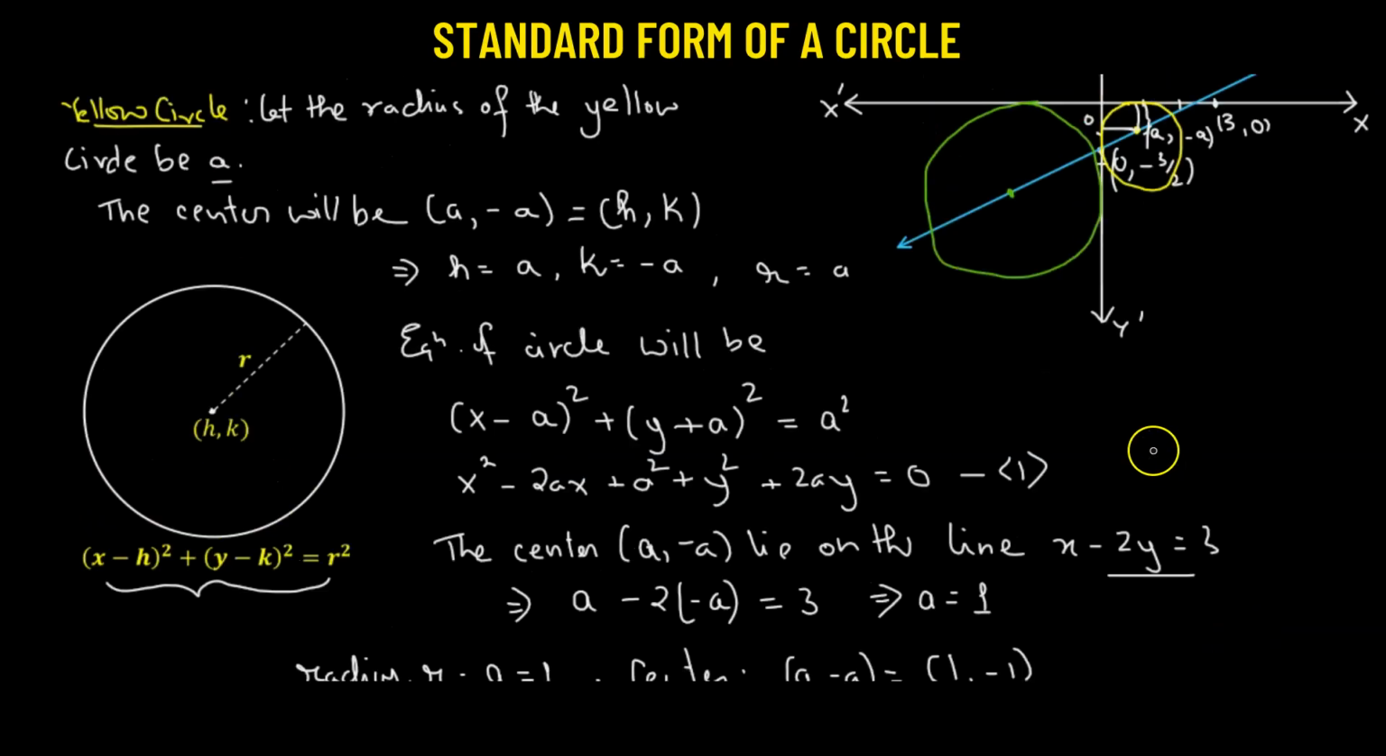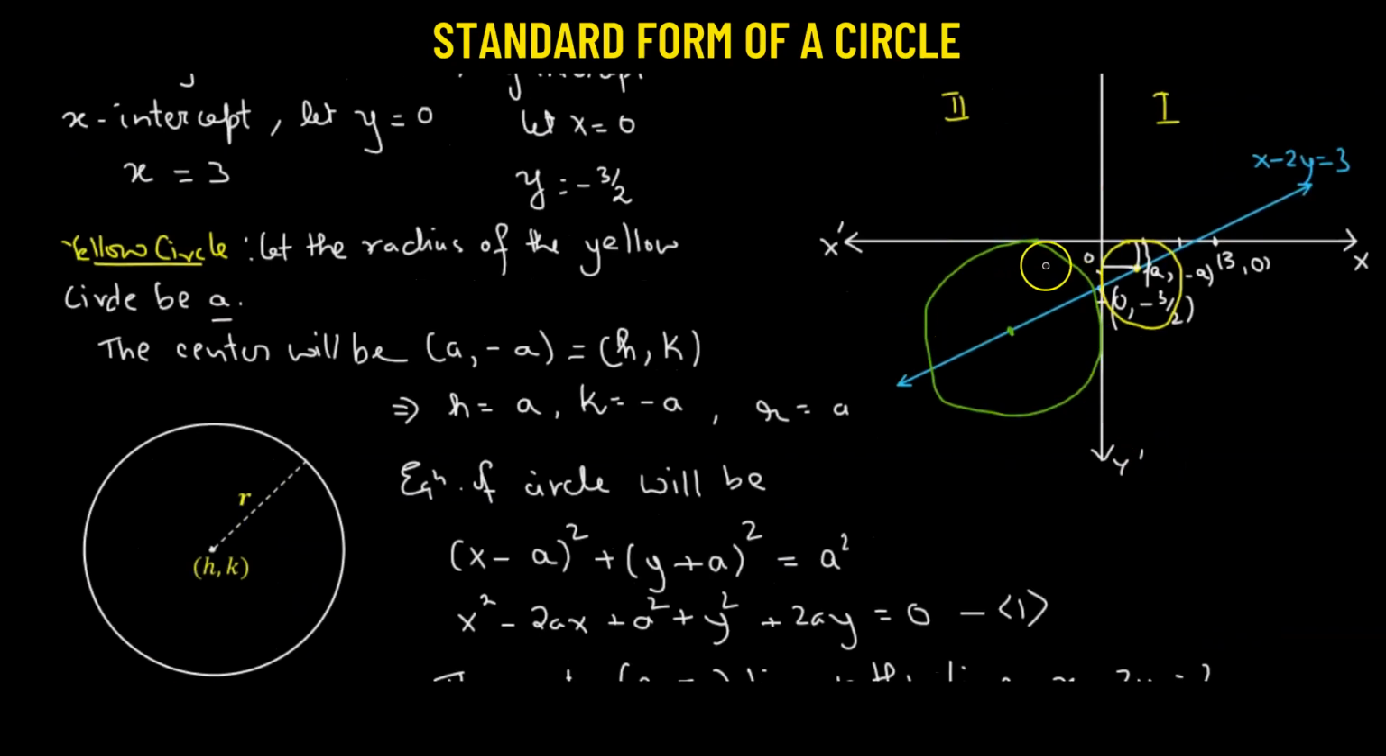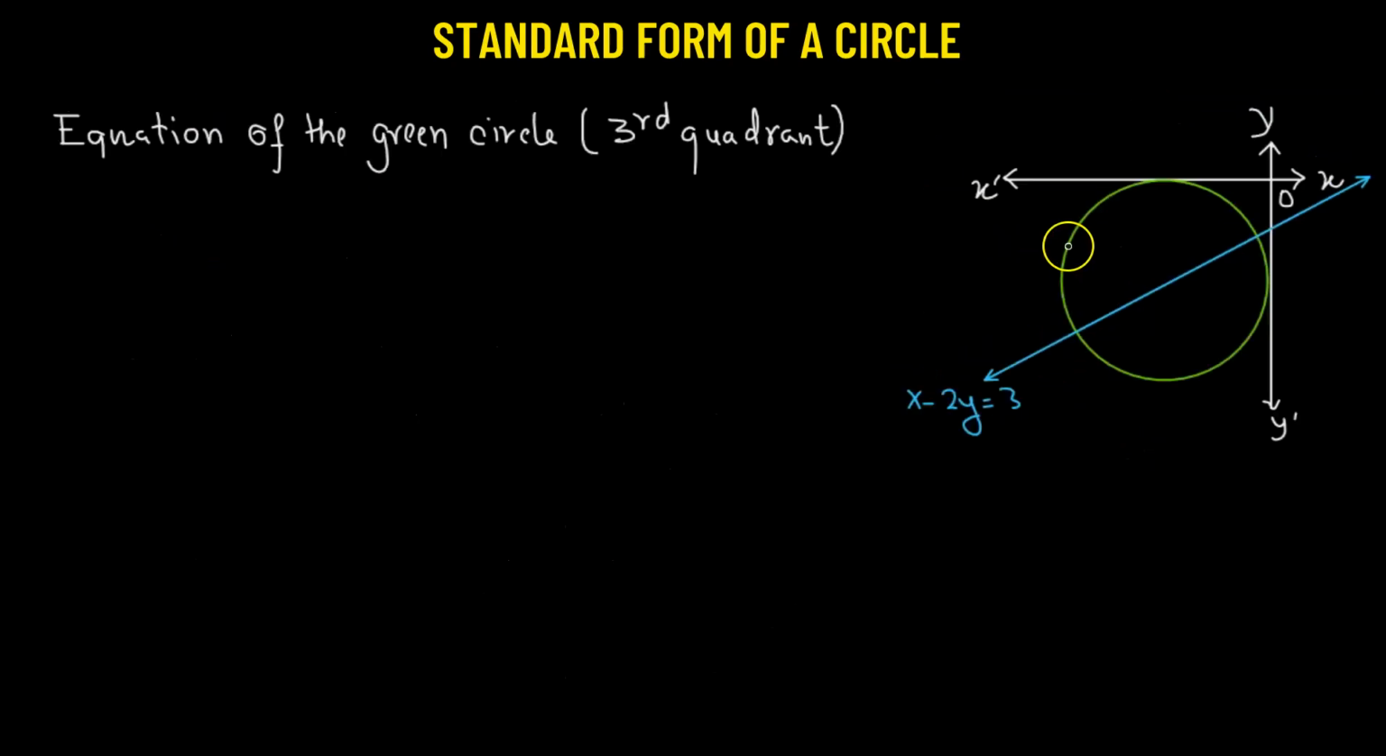Fine. Now we go to the other case. We have to find the equation of the green circle, which is in the third quadrant. So we'll assume that the center is C prime. Since it's in the third quadrant, we'll first specify the radius of the circle. We'll come back to the coordinate in a moment. So we will consider that the radius of this new circle is b. If we drop a perpendicular from the center C prime to the x-axis, this is going to give us the radius, with a length of b units.